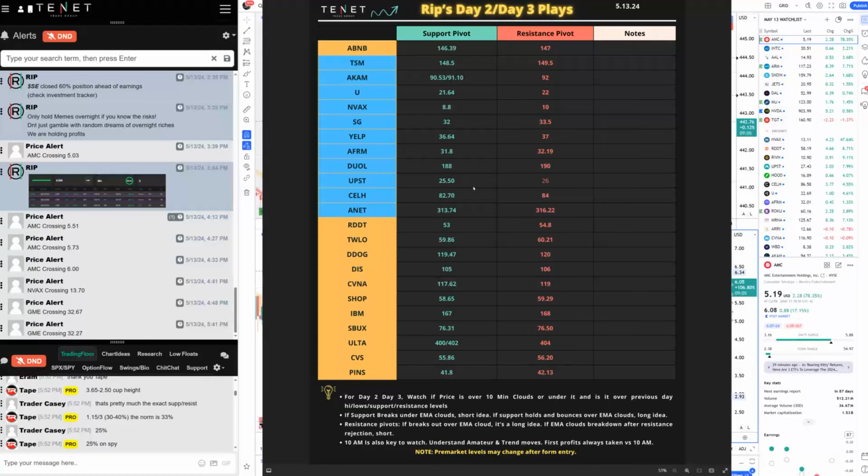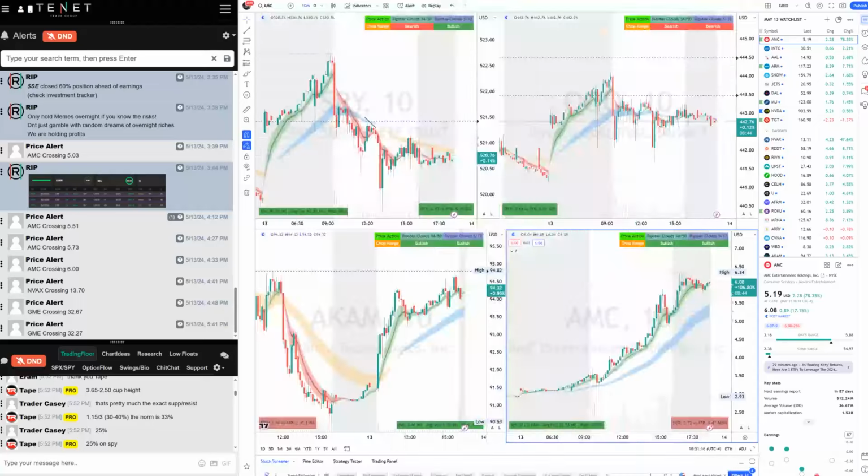If you were part of my free webinar that I did on Friday, I covered how to play these setups. There are definitely some good setups today in day 2 day 3. AKM, NovaVax were good setups out of these, UPST, CELH. So we will discuss a few of those day 2 setups as well and see how they worked out for us.